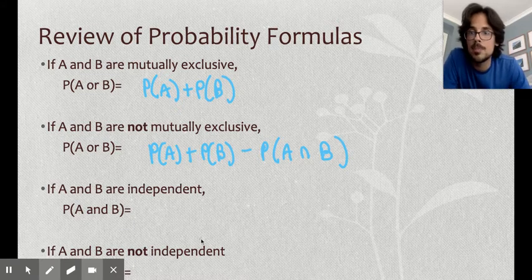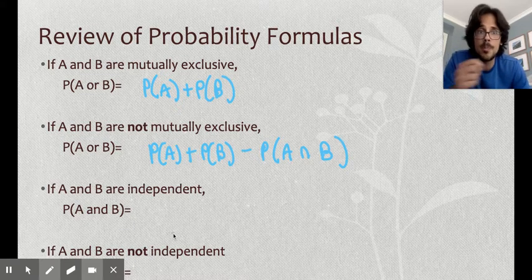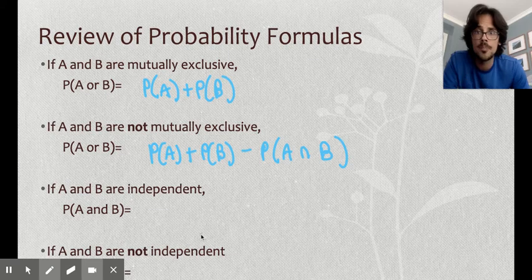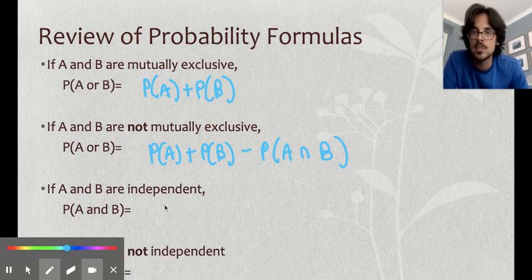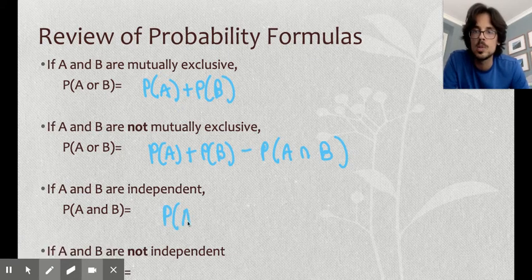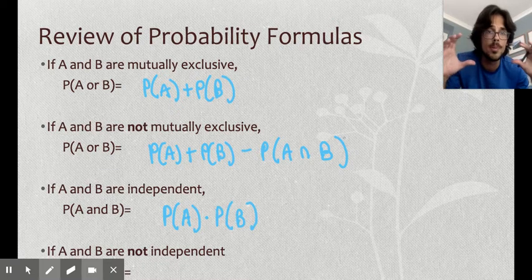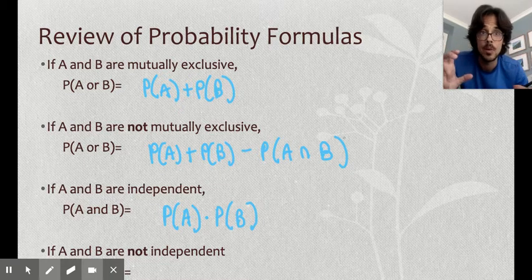Then we have independence right here. If events are independent, I flip a coin, I flip a coin, all you do to find an AND probability is multiply the probabilities together. 1/2 times 1/2. Whatever events you want to think about, if they're independent, you just multiply their probabilities together.